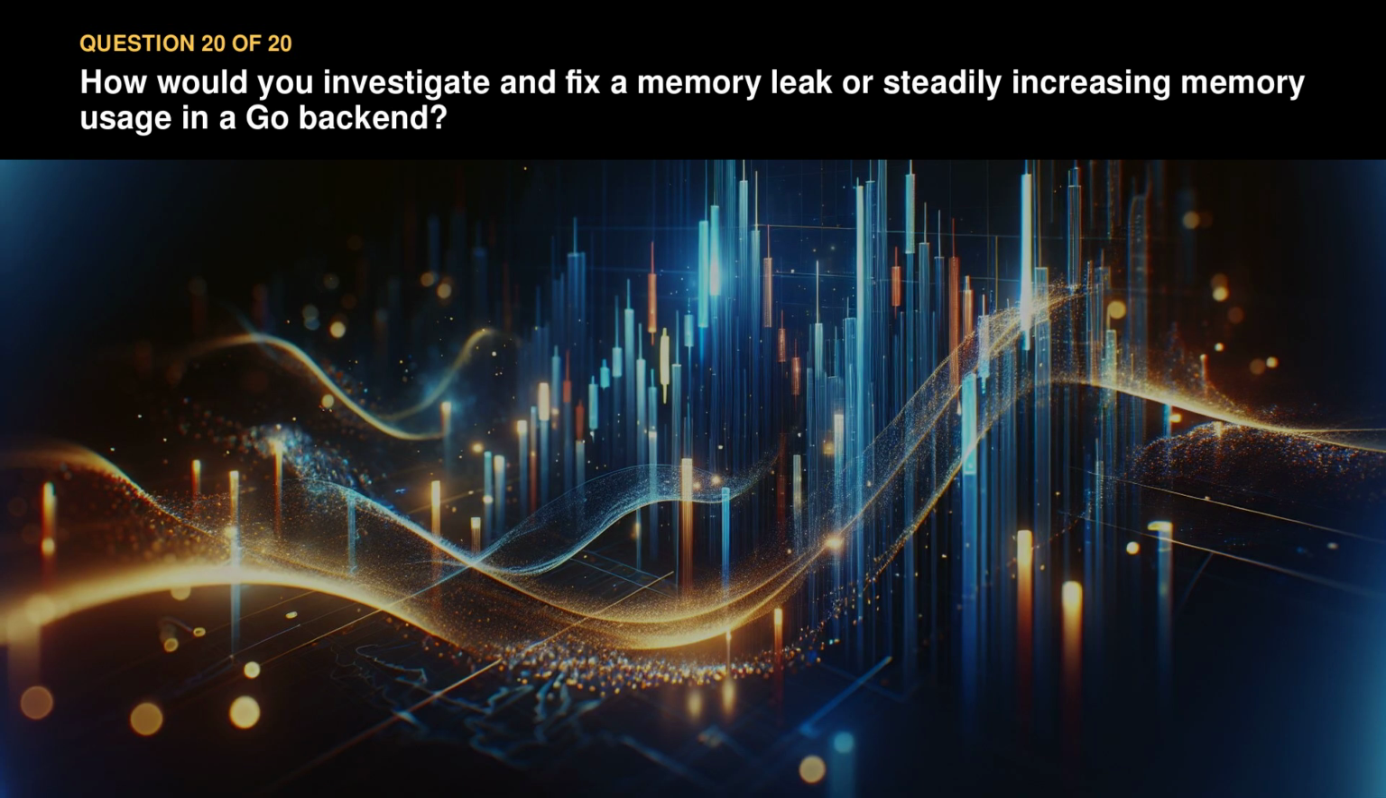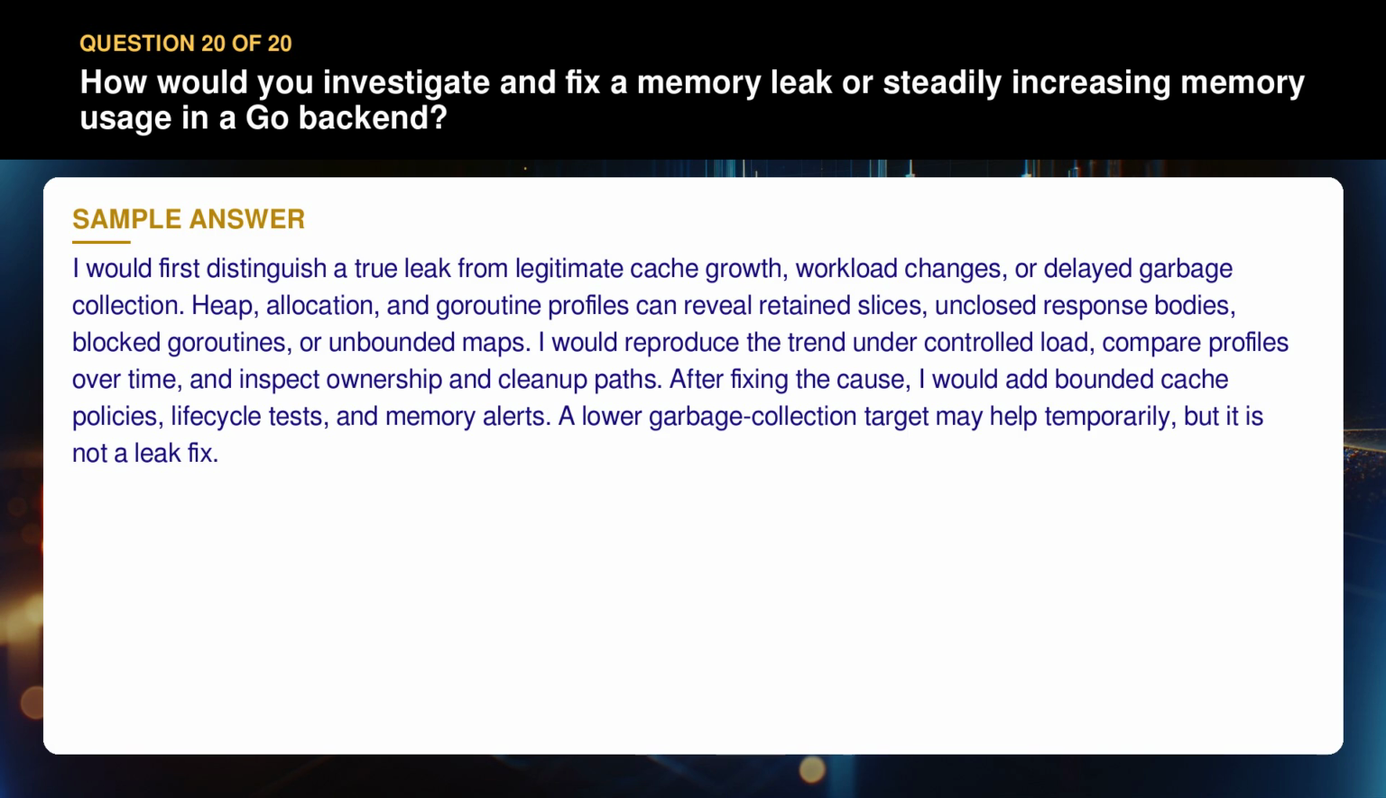Question 20. How would you investigate and fix a memory leak or steadily increasing memory usage in a Go backend? I would first distinguish a true leak from legitimate cache growth, workload changes, or delayed garbage collection. Heap, allocation, and Go routine profiles can reveal retained slices, unclosed response bodies, blocked Go routines, or unbounded maps. I would reproduce the trend under controlled load, compare profiles over time, and inspect ownership and cleanup paths.